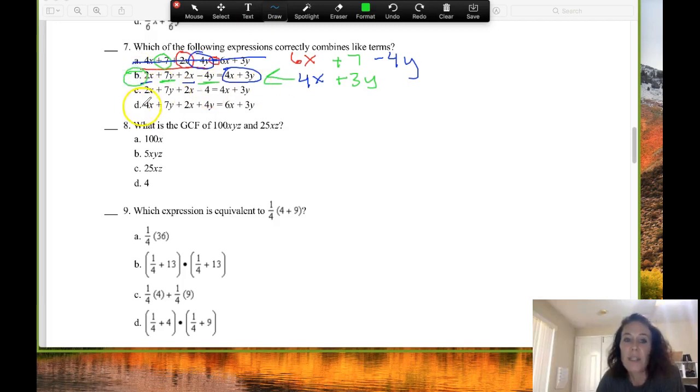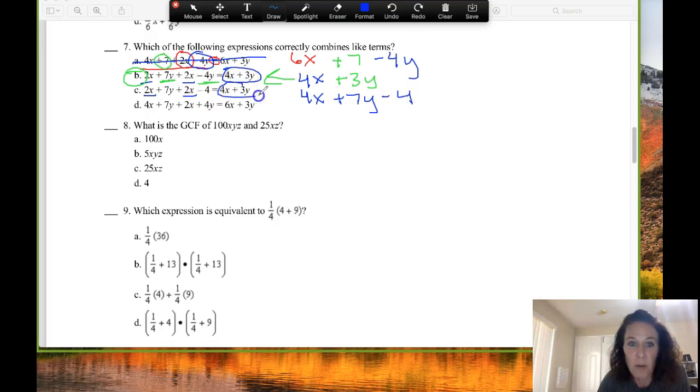Now, I could check these to make sure, because what if it was C and D? What if there is more than one correct solution? So let's just check. Let's go through, and we're going to go 2x's, and 2x's give me 4x's. 7y's and negative 4. There's no other like terms, so I'm just going to write plus 7y minus 4. Does that give me 4x plus 3?